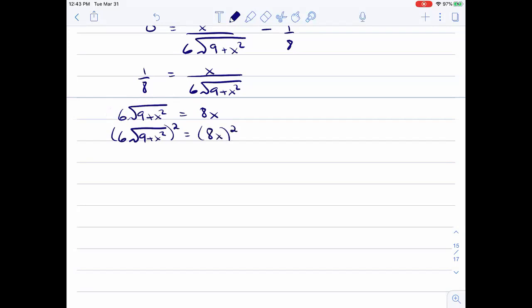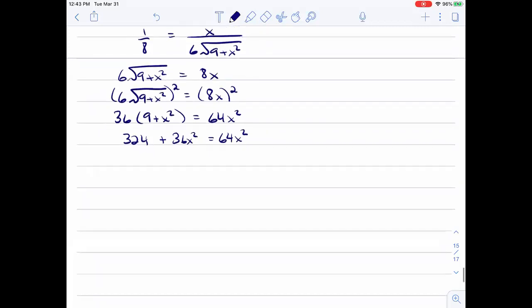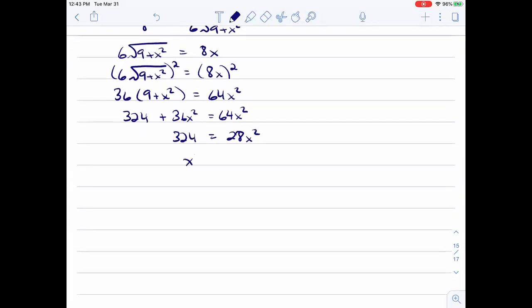And what I do to one side, I have to do to both sides. So then what I get is 6 squared, which is 36, times 9 plus x squared is 64x squared. 36 times 9, I've got 324 here, plus 36x squared is 64x squared. 64x squared minus 36x squared, I've got 324 must be 28x squared. X squared then must be 81 over 7.